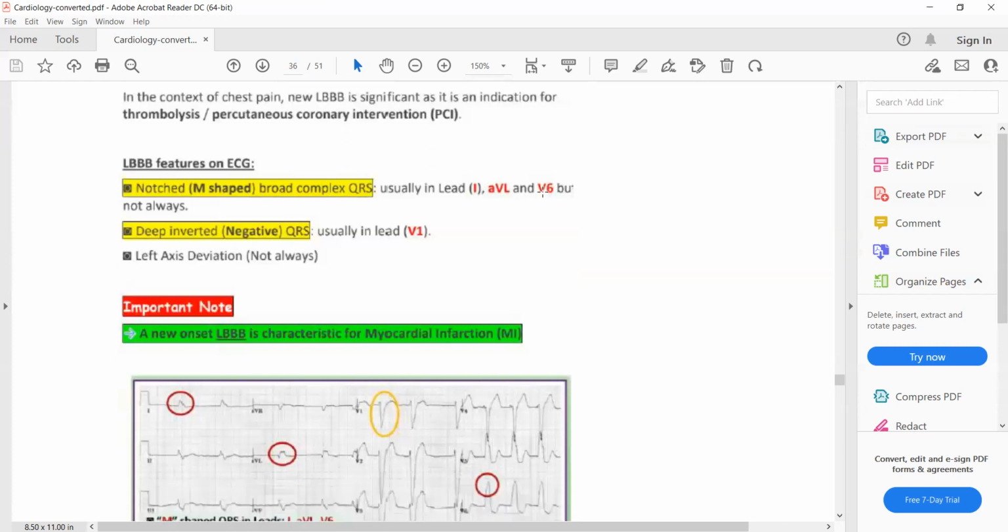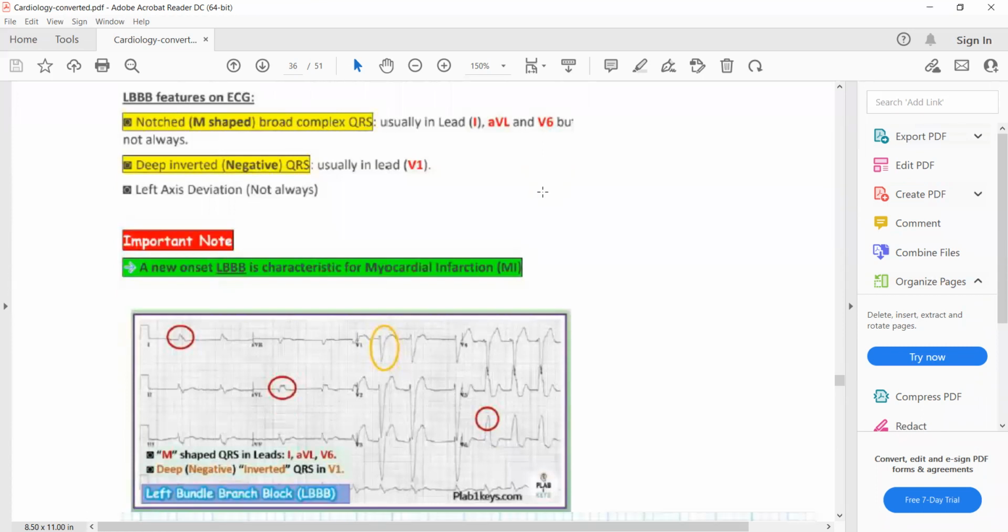Now, how are we going to diagnose left bundle branch block on ECG? Remember the criteria. The first criterion is deep inverted QRS complexes in lead V1. For example, as shown in this diagram, you can see that there's a deep S wave. The first negative wave is the S wave, and the first positive wave is the R wave. So this one is the first negative wave in V1, which is deep. Normally, the wave is not that deep in a normal ECG.